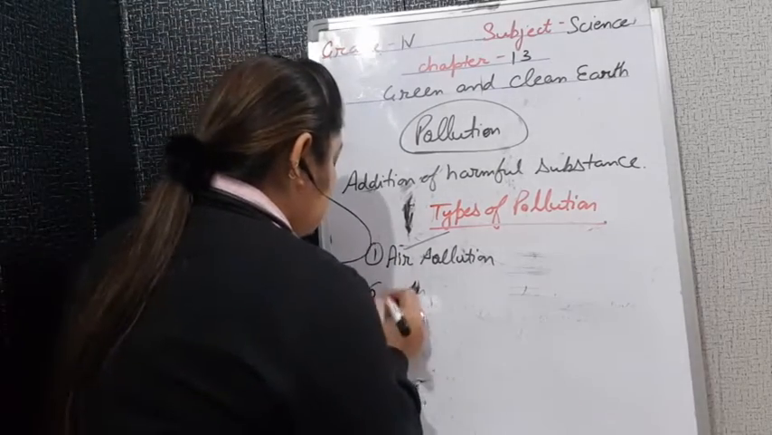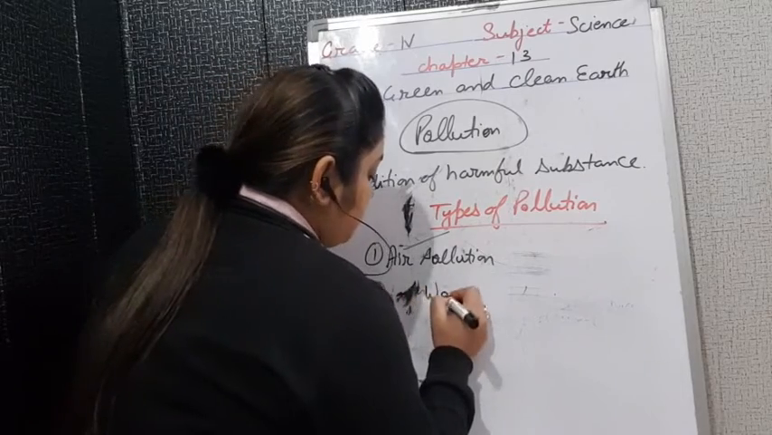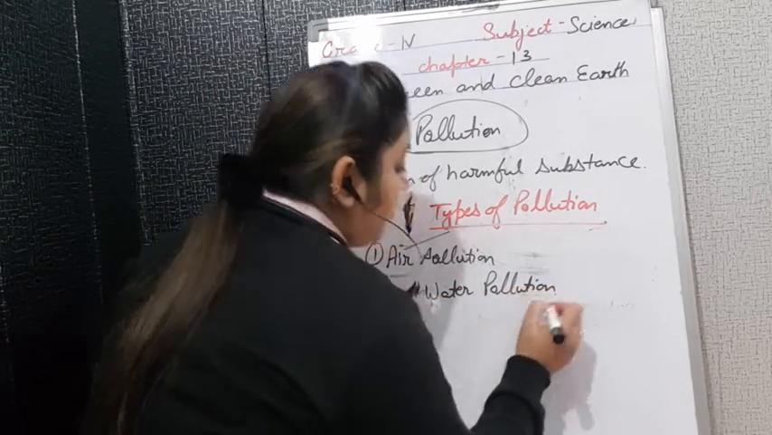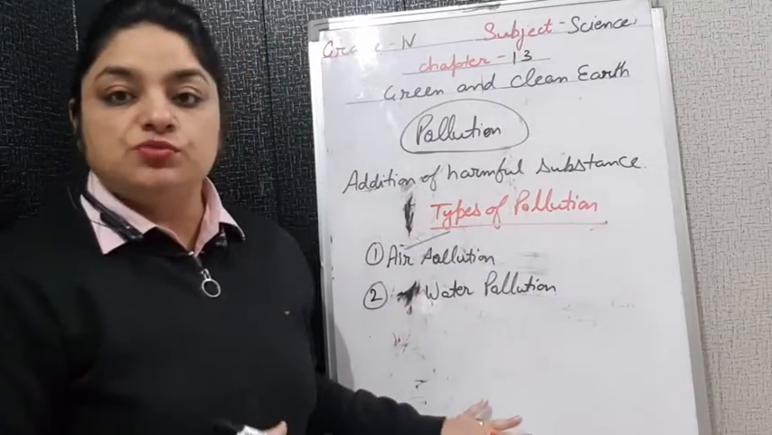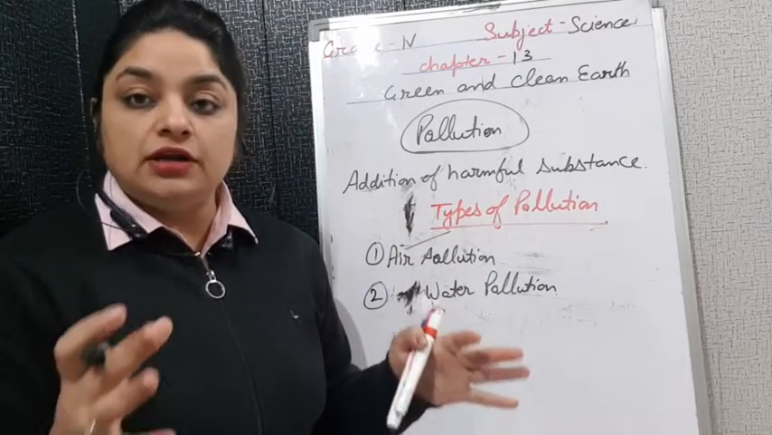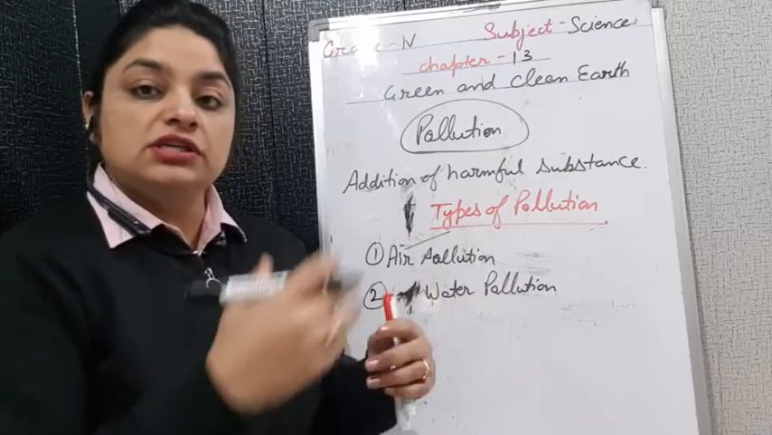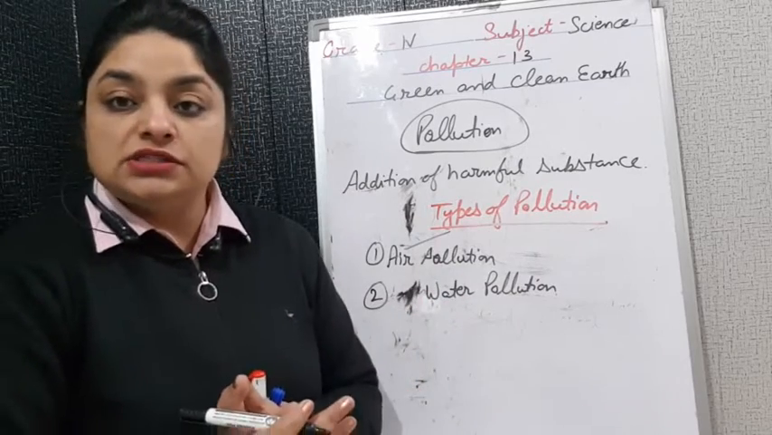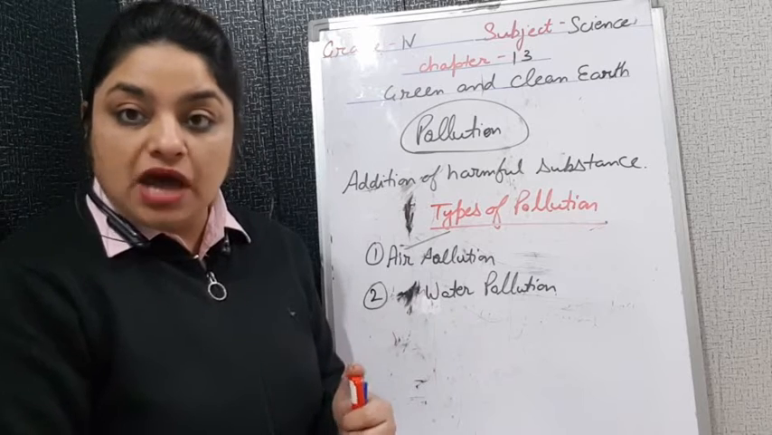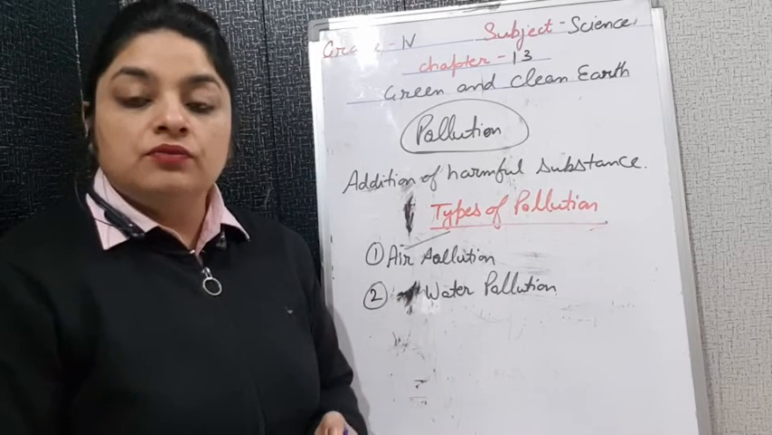Second is water pollution. What is water pollution? When water resources like river, lake, pond get dirty, that is known as water pollution. Now what are the causes? For example, the wastewater which is generated from the homes and from the factories being dumped into the rivers or the lakes. And even when we throw garbage, that will also cause water pollution.